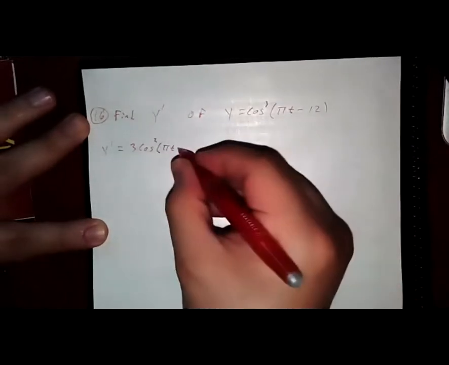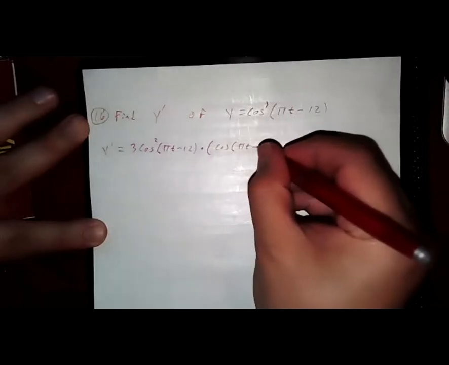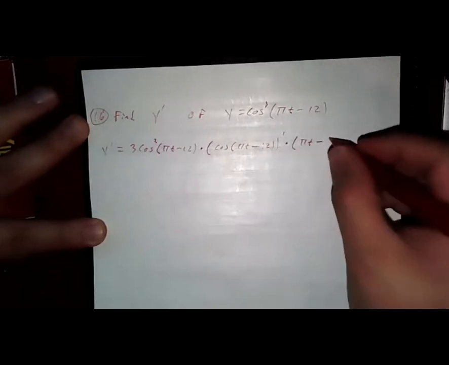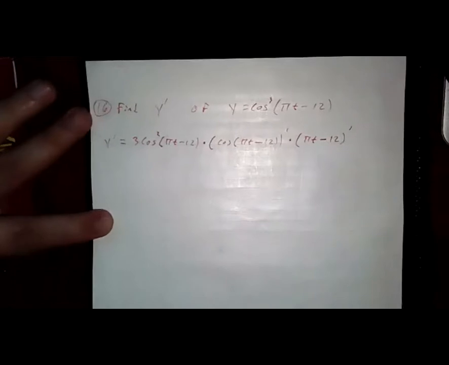Find y prime. So y prime will equal the derivative of the outside. So you bring down the 3, subtract 1, times the derivative of this guy, times the derivative of this guy. You see how there's a triple chain?